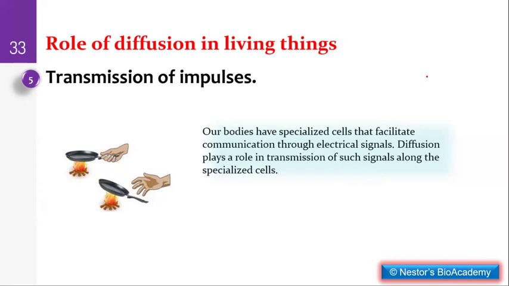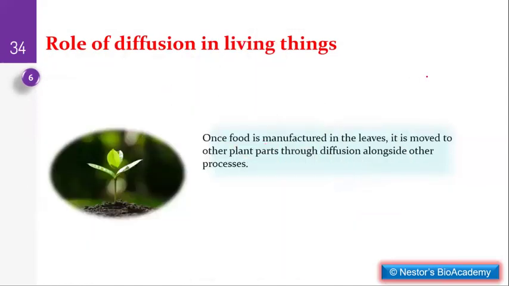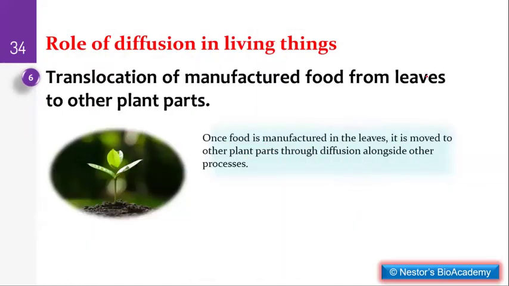While you will learn much more about this later on in Form 4, it is essential for you to note that this process of transmission of nerve impulses also depends significantly on the process of diffusion. And of course, we also have translocation of manufactured food from the leaves to the other plant parts.